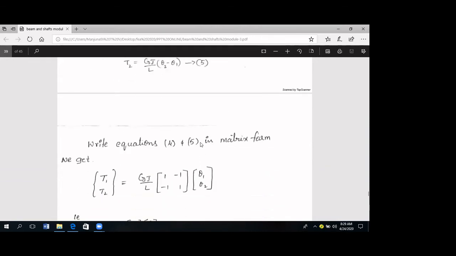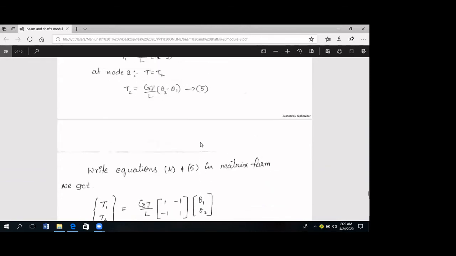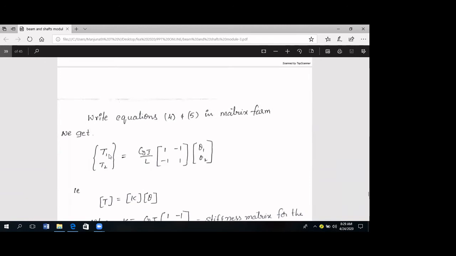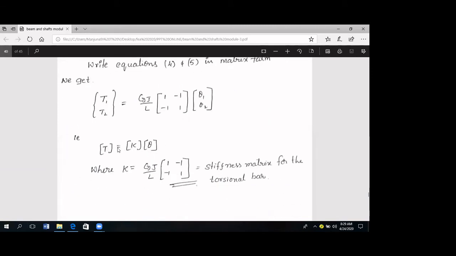Then rewriting equations number 4 and 5 in matrix form, we get T1, T2 equal to GJ by L times the matrix [1 -1; -1 1] times theta 1, theta 2. Then in global form, T is equal to K theta, where K is equal to GJ by L times [1 -1; -1 1]. This is the stiffness matrix for the torsional bar.